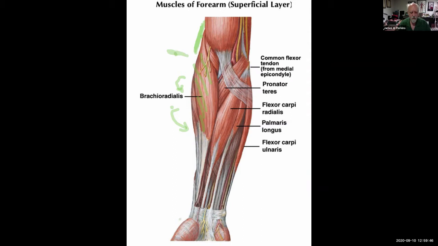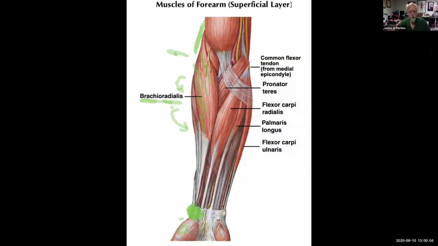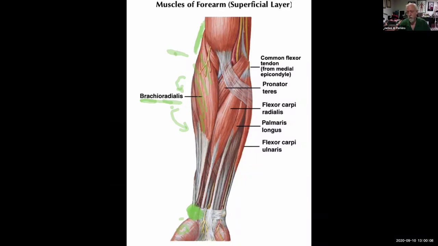And then if you follow it distally, way down here, it does not cross the wrist. The name brachioradialis means it goes from the arm to the radius. It's actually inserting at the distal end of the radius down here, just above the wrist. So that means it's only crossing one joint. It's only crossing the elbow joint. And this is a flexor of the elbow. So this muscle actually helps the biceps and the brachialis flex the elbow.